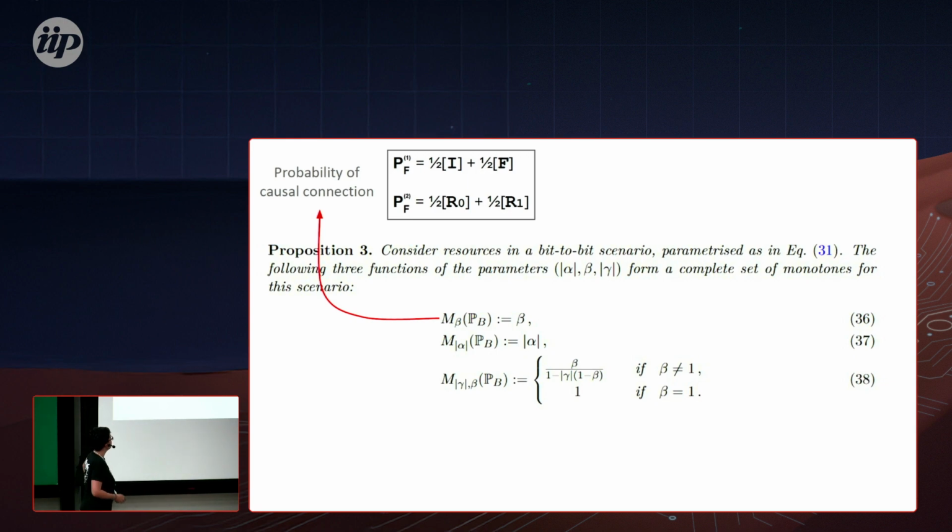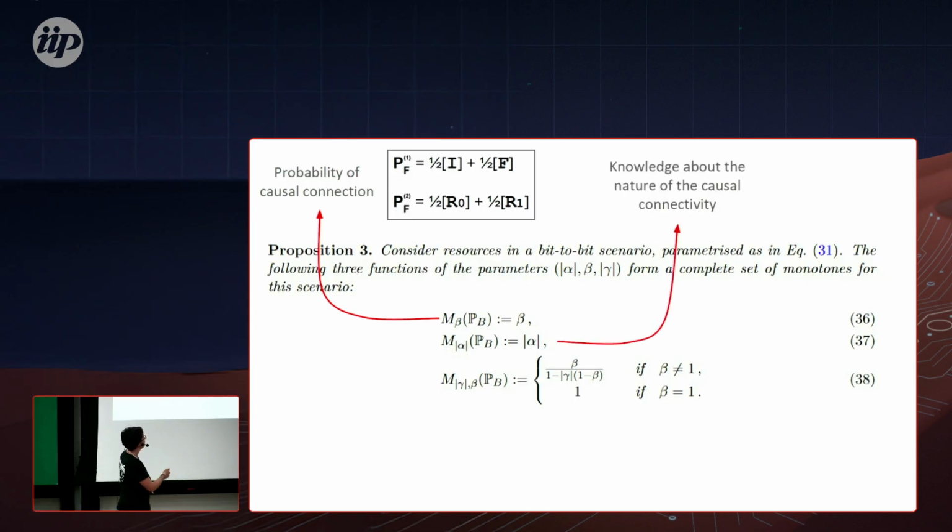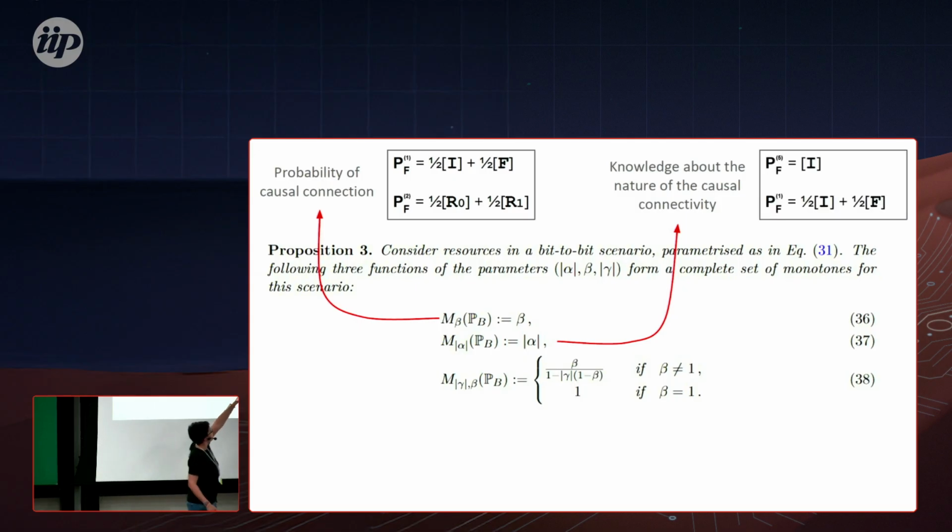The second one, the absolute value of alpha, measures how much knowledge you have about the precise nature of the causal connection when you know you have a causal connection. Remember, it was the weight between identity and flip. Here's an example. These 2 both have complete causal influence, right? In both of them, you are sure that you have a causal connection. But still, the first one is more resourceful in our resource theory than the second one, because in the first one, you're sure of the precise nature of this causal connection. In the second one, you don't know.